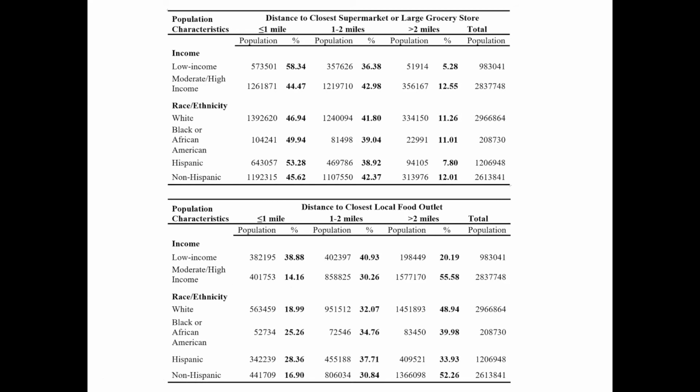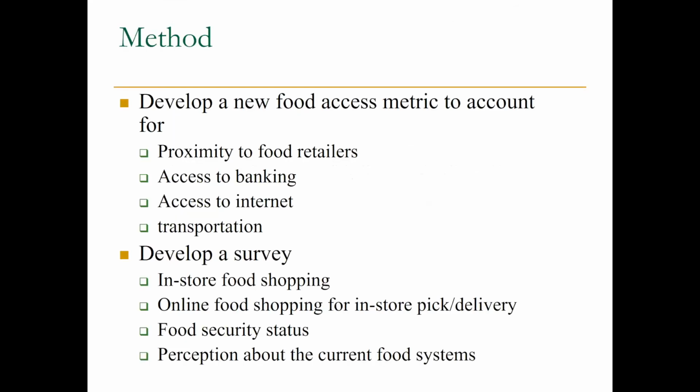So to summarize the findings based on previous research, we noticed that although the conventional retailers and local food outlets provide service to a similar number of people, based on the number of sites they have, local food outlets actually focus more on serving low income and vulnerable population groups. So that's the previous research.